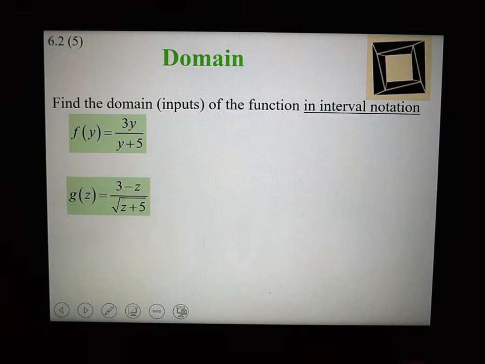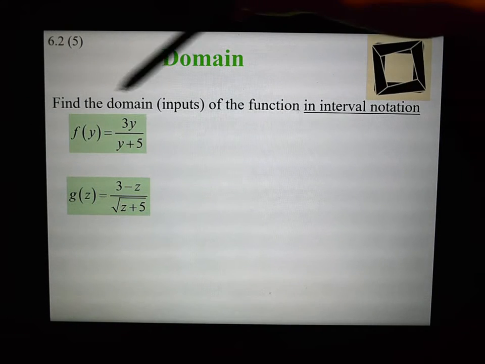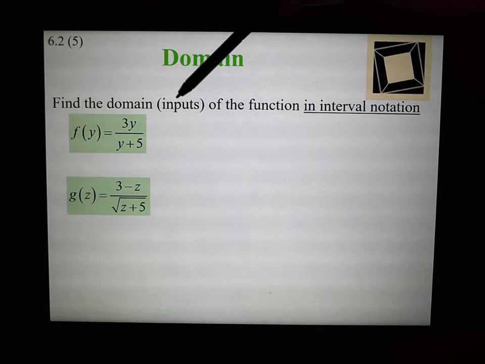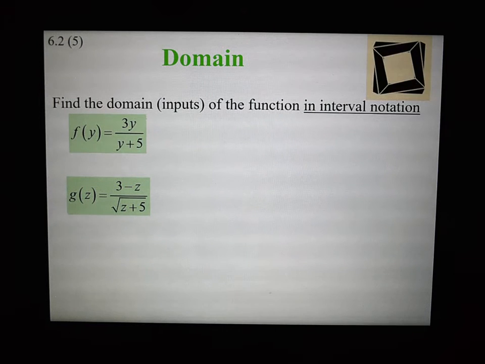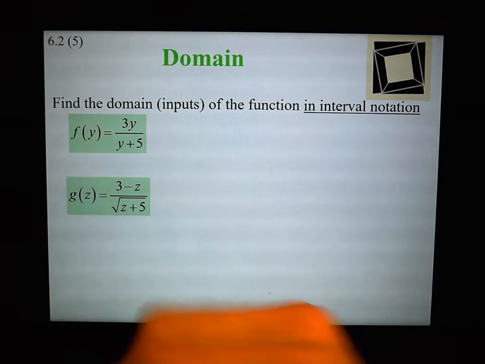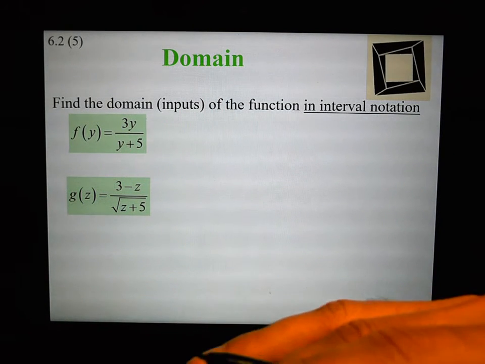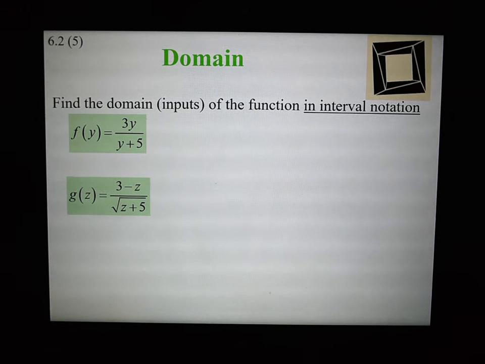So here is an example of some questions that you will have on your homework. It says, find the domain, the inputs of the function in interval notation. What's the domain of f of y? Also, what is the domain of g of z? This would be a good time for you to discuss it with your partner and for the sub to press pause.